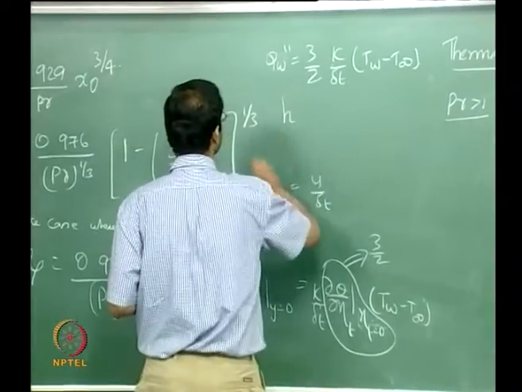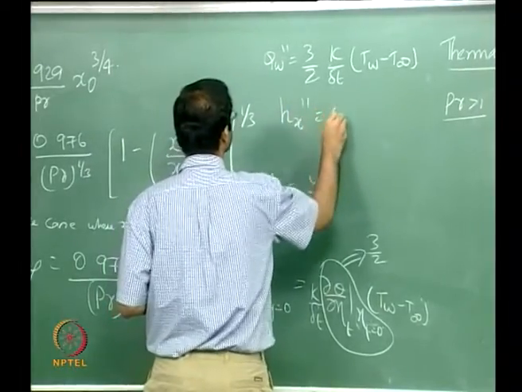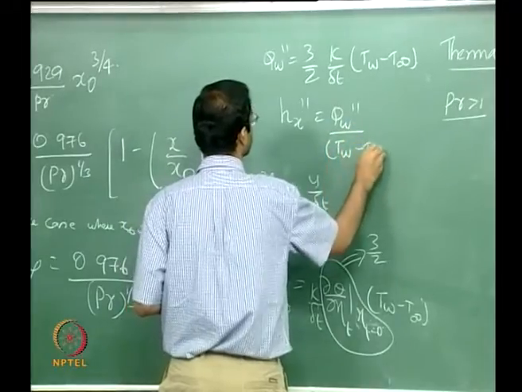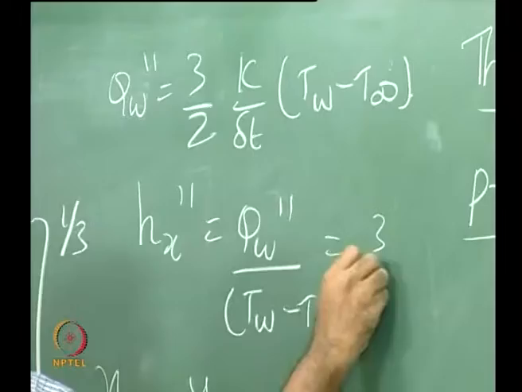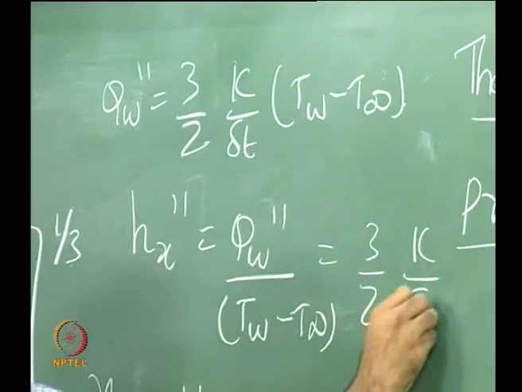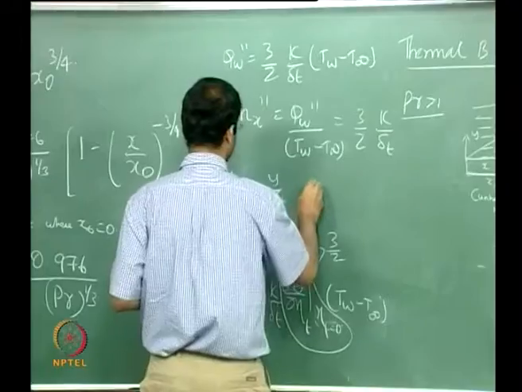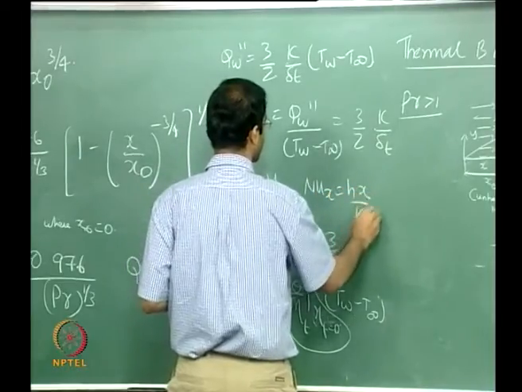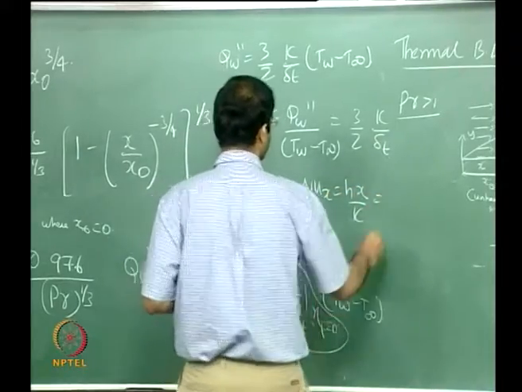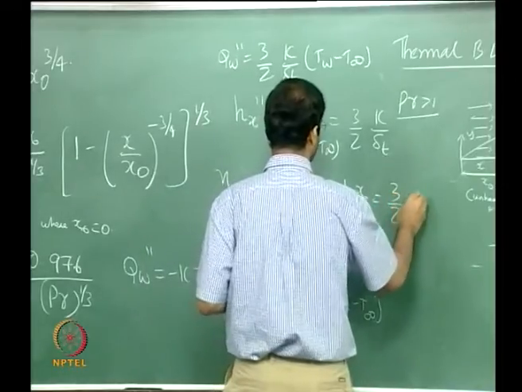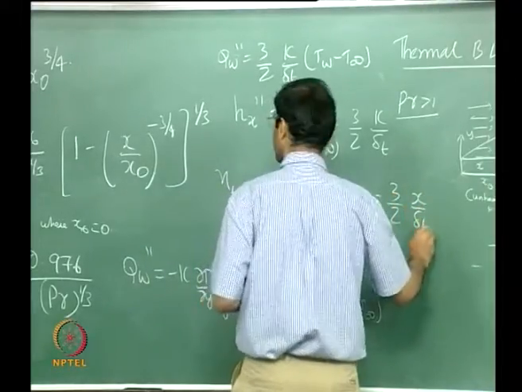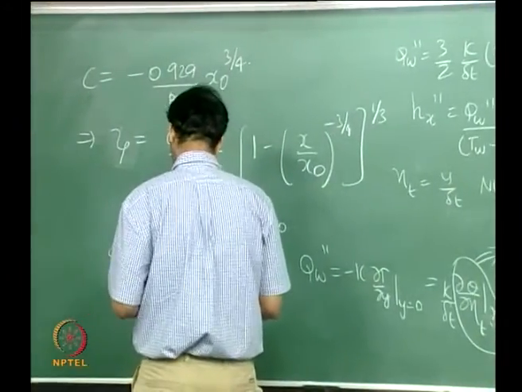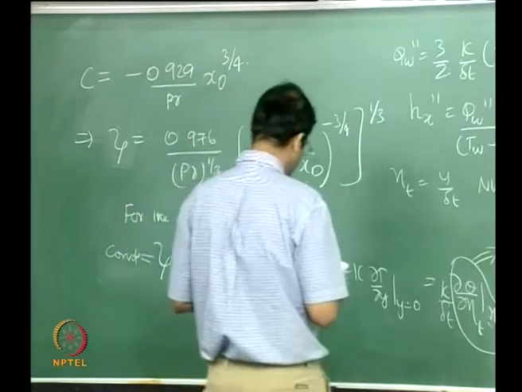You can define your local heat transfer coefficient as q wall by T wall minus T infinity, which will be 3 by 2 k by delta t, and therefore you can define your Nusselt number locally as h x by k, which will be 3 by 2 x by delta t. Finally, you can substitute the expression for delta t and delta.